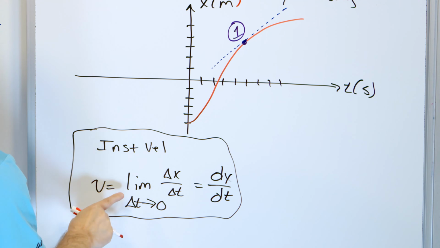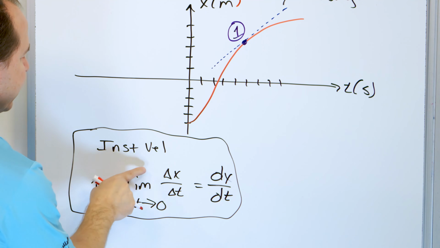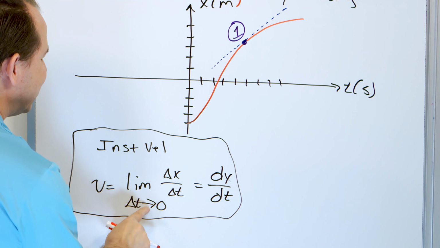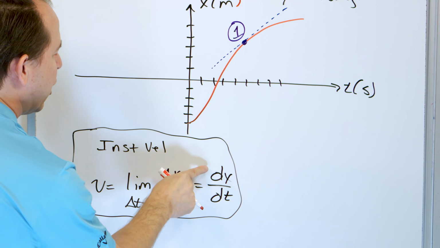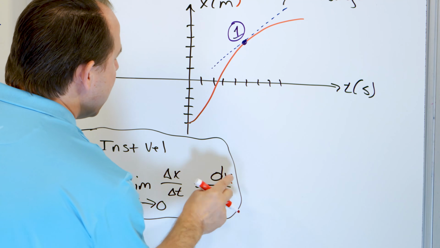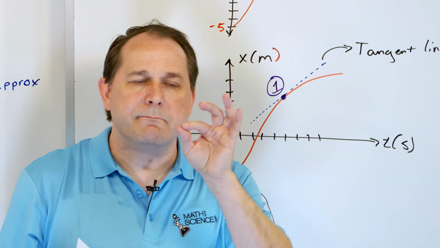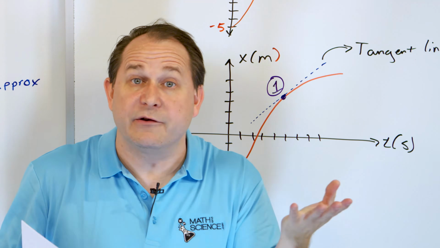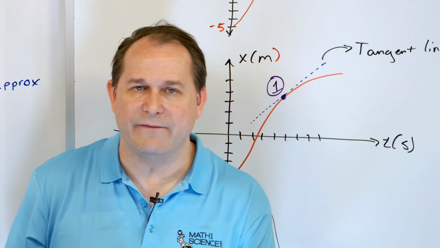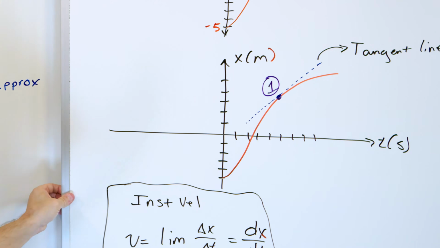And we say that the instantaneous velocity is the limit of delta x over delta t as the time interval gets very, very small. We call that in calculus the derivative of the position as a function of time. Now, in real life, we usually model the position as a function. And so we can then take the derivative of that and we can find the velocity anywhere we want.